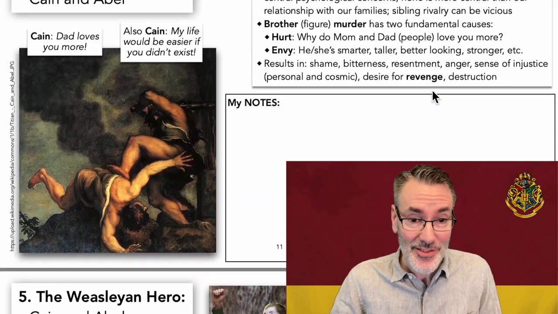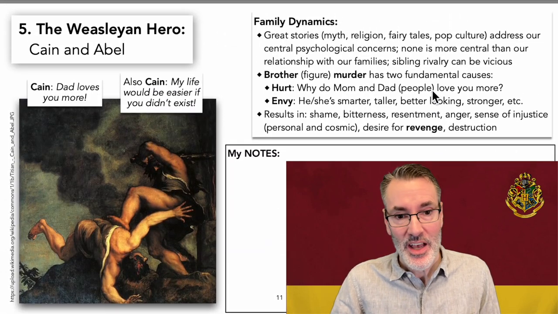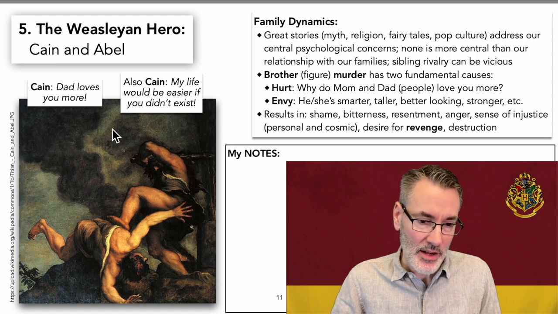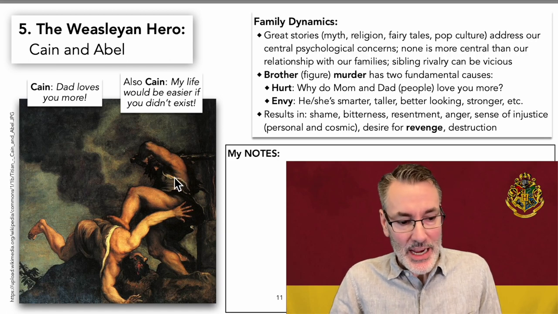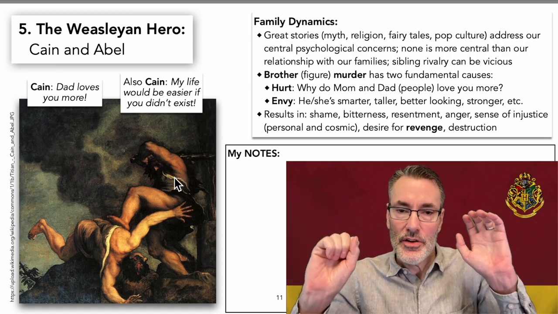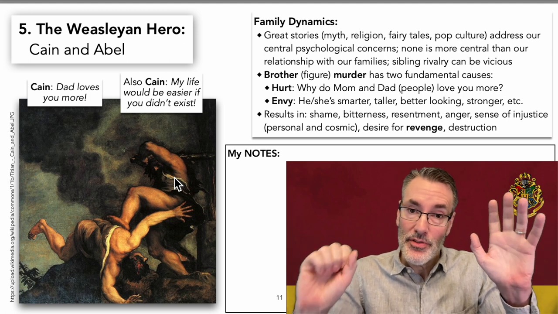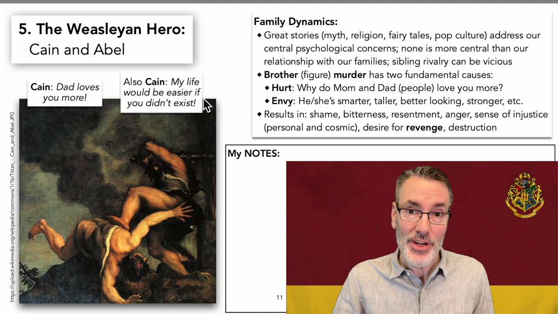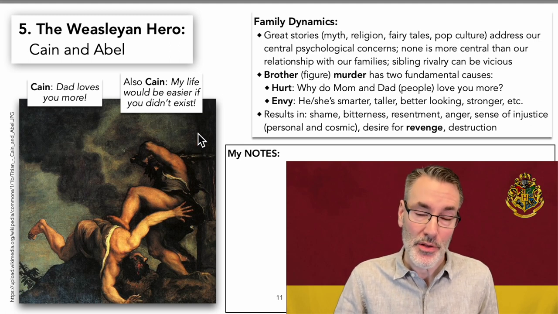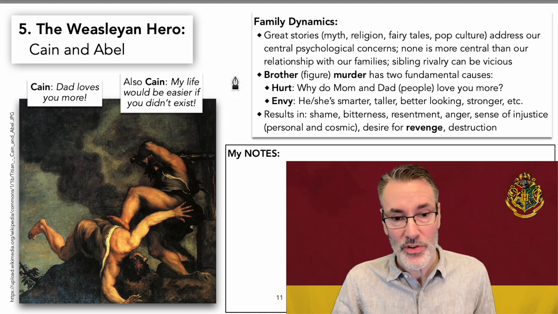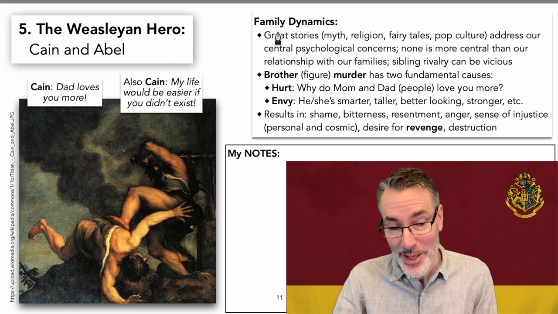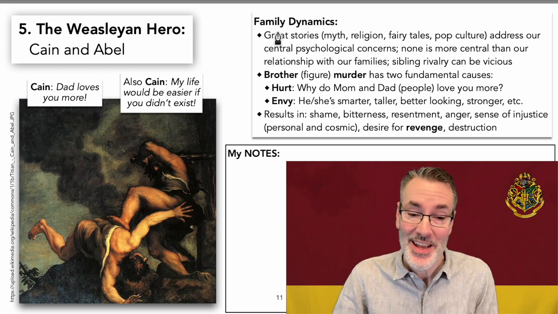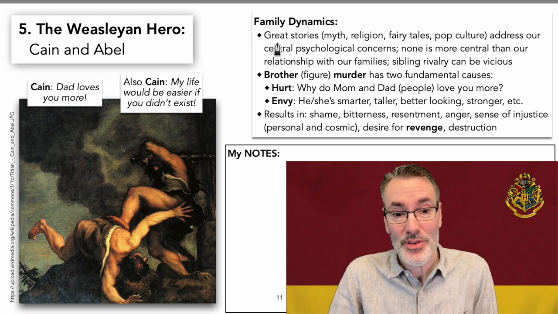What does the less superior brother do with that? The Cain and Abel story comes from the Bible. Both brothers make an offering to God. God favors Abel's offerings more than Cain's, and Cain gets jealous and angry and resentful, and he murders his brother. So brother murder is an old theme because it's part of family dynamics.